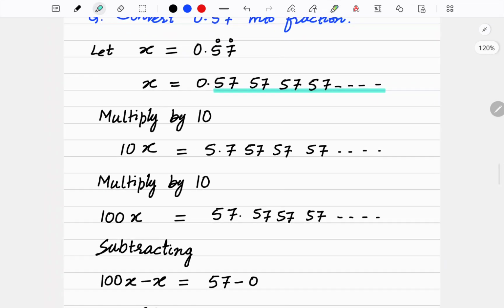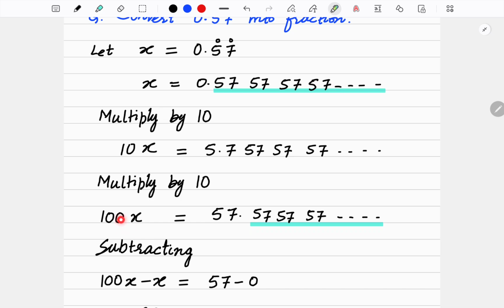If you notice, now we have the same decimal series. If you obtain the same decimal series, then you can subtract. Now we will subtract 0.57 0.57 0.57 0.57. In the operation of subtraction, the decimals get 0, cancel out, and finish.